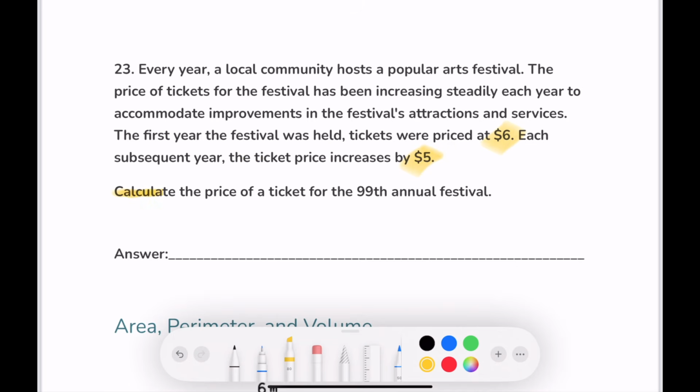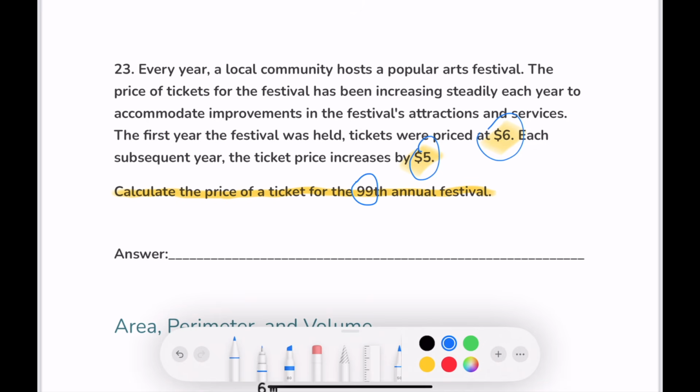The question here is calculate the price of the ticket in the 99th annual festival. So again, when I read all of these words, I feel confused sometimes. So what I like to do is summarize what I just read in my own words so that I understand it better. From what I get here, the first year the price was $6. Every year after that, it was plus $5. And they are looking for the 99th annual price ticket.